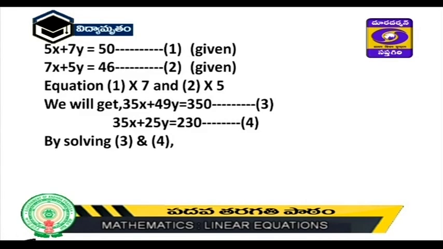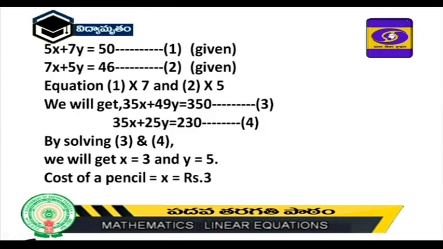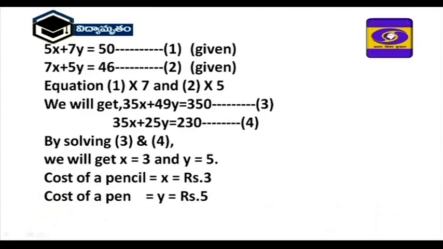By solving the third and fourth equations, we will get x equal to 3 and y equal to 5. Here we can adopt either the substitution method or the elimination method. Elimination method is very applicable because it is very simple, because here the coefficients of x, 35x and 35x, in the two equations are equal. So, if we subtract these equations, we will get the value of x equal to 3 and the value of y equal to 5 rupees. The cost of pencil is x equal to 3 rupees, and the cost of pen is y equal to 5 rupees.